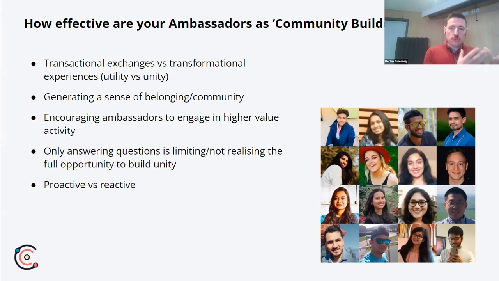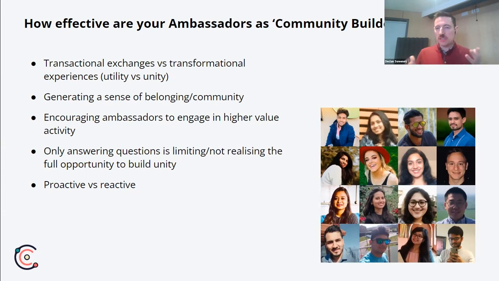But that transactional interaction does very little in terms of generating community, because sometimes what these students are looking for is connection. They want to feel part of something. They want to be recognized, and your ambassadors can play a much greater role in that. We're encouraging ambassadors to engage in higher level activities. They won't do it without some structure and some help, but that higher level activity will help those students become integrated members of your community.